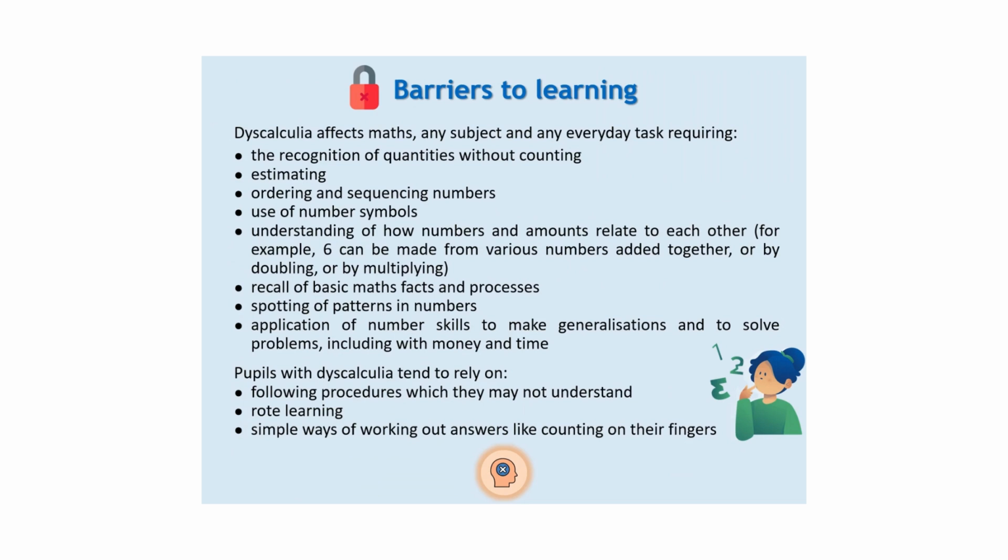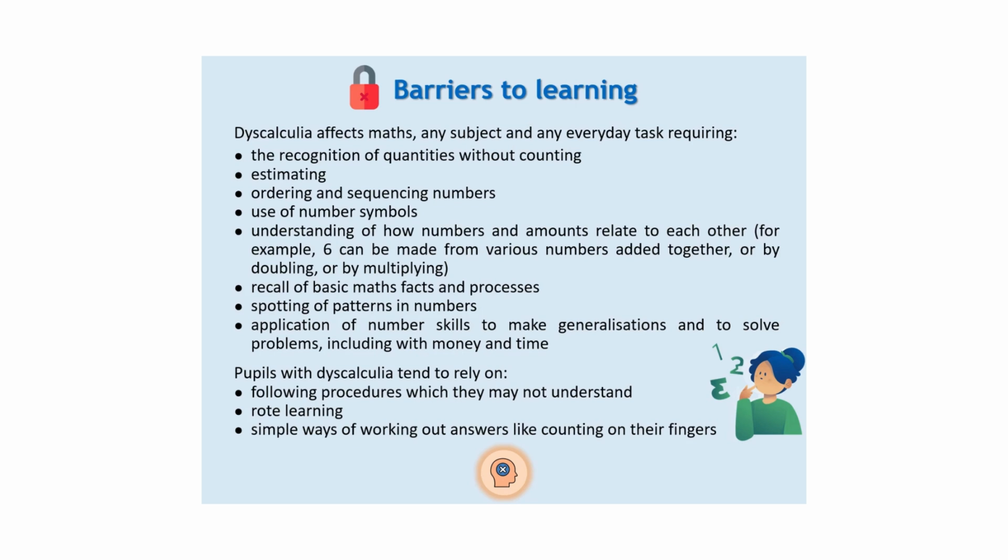Barriers to learning. Dyscalculia affects maths, any subject, and any everyday task requiring the recognition of quantities without counting, estimating, ordering and sequencing numbers, use of number symbols, understanding of how numbers and amounts relate to each other. For example, 6 can be made from various numbers added together, or by doubling, or by multiplying. Recall of basic maths facts and processes, spotting of patterns in numbers, and the application of number skills to make generalizations and to solve problems, including with money and time.